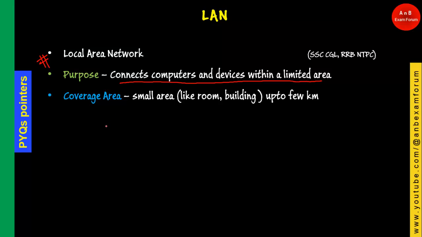So what about the coverage area? Coverage area will be very small. It is like a room or a building, up to a few kilometers. So if your building or room has one LAN, it means it is going to cover that room and building only. So it is going to become a local area network.